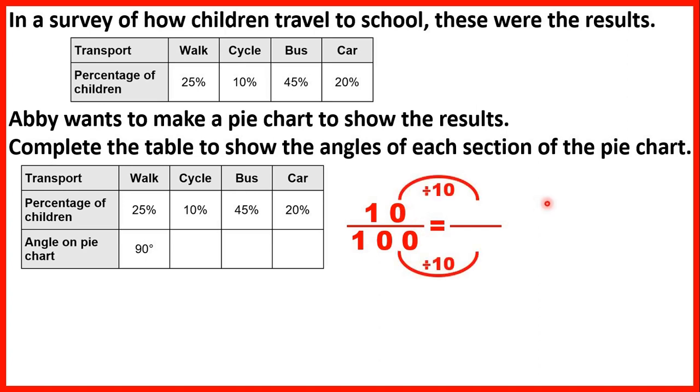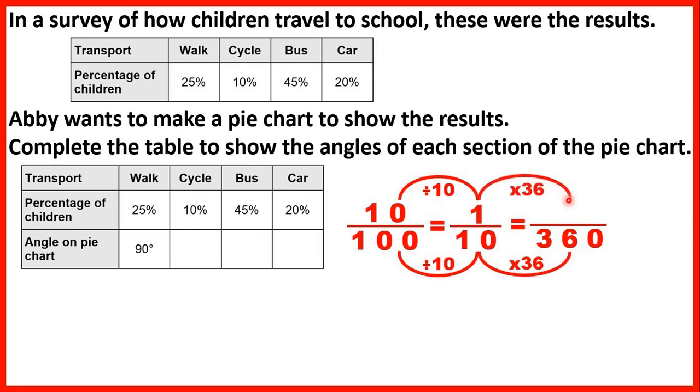10 hundredths is the same as 1/10 because we can divide both the numerator and denominator by 10. So now we can find an equivalent fraction with a denominator of 360 because 10 times 36 is 360. So if we do the same to the numerator, 1 times 36 is 36. So that means the angle will be 36 degrees.